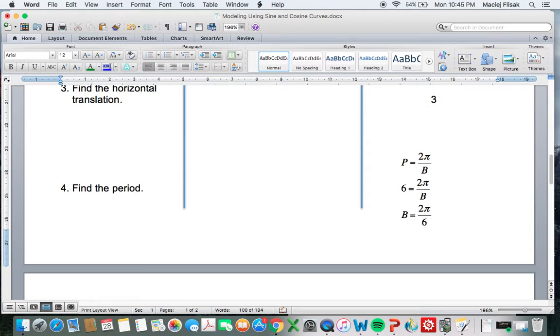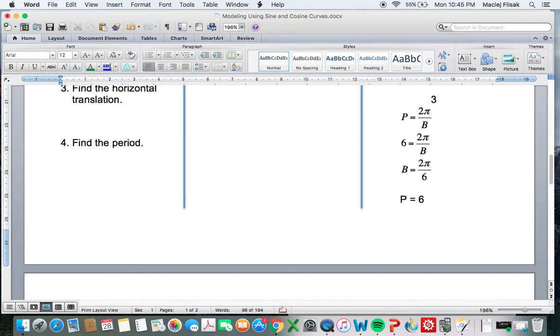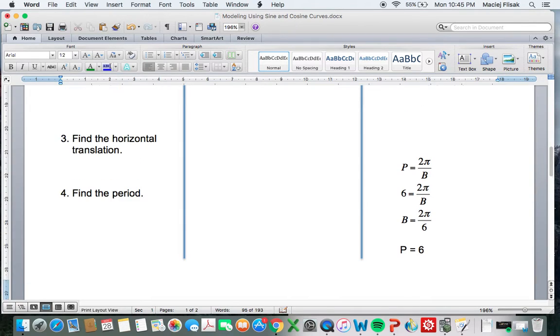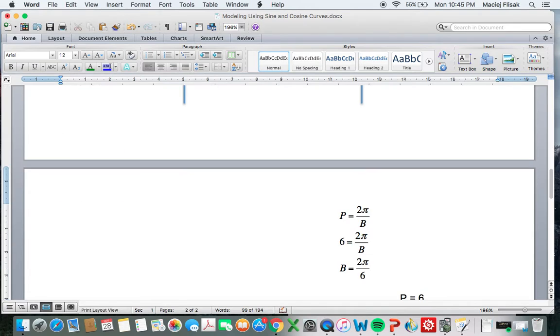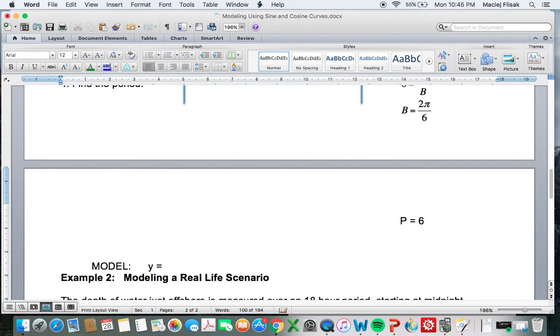All right, so I think on yours it has the model on the bottom, so let me put that in here.